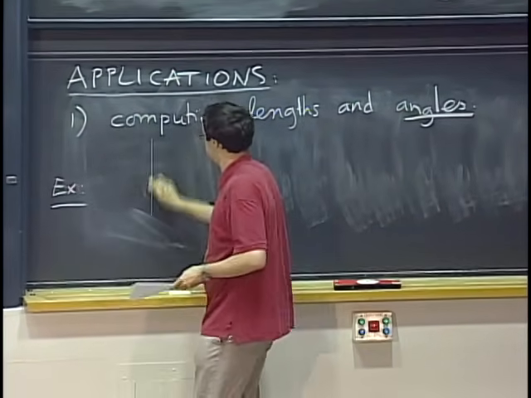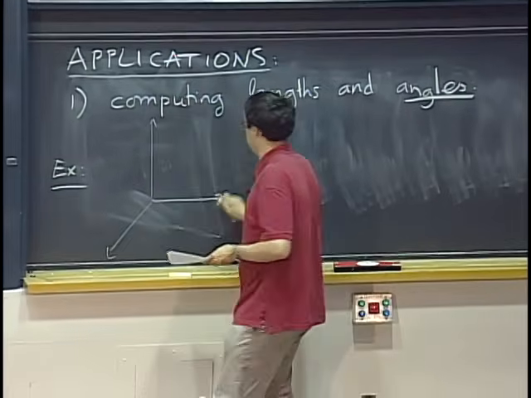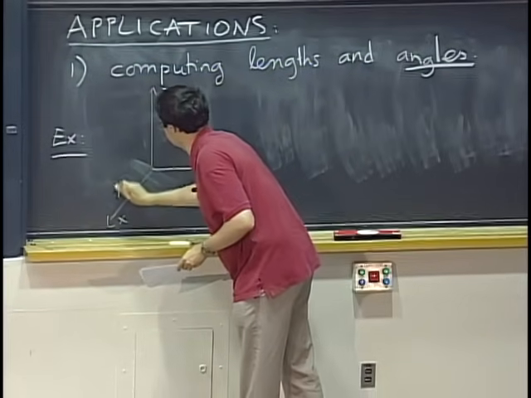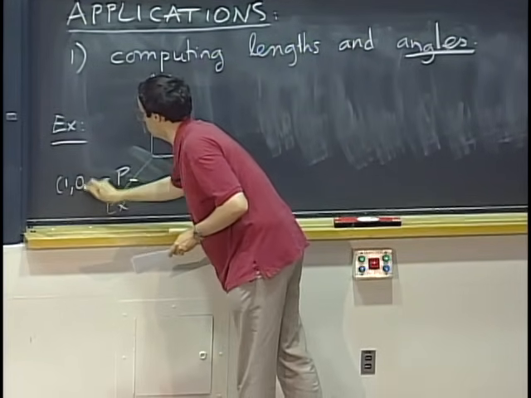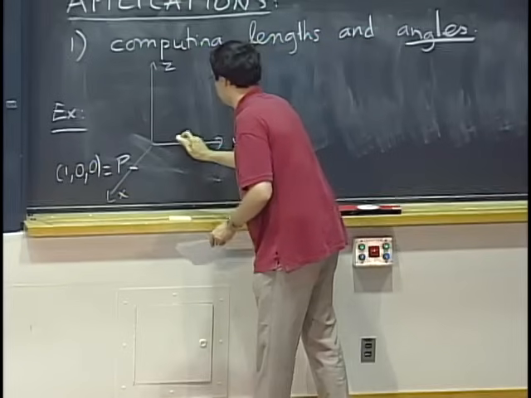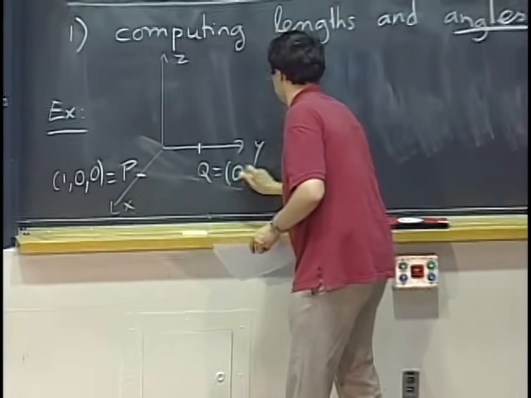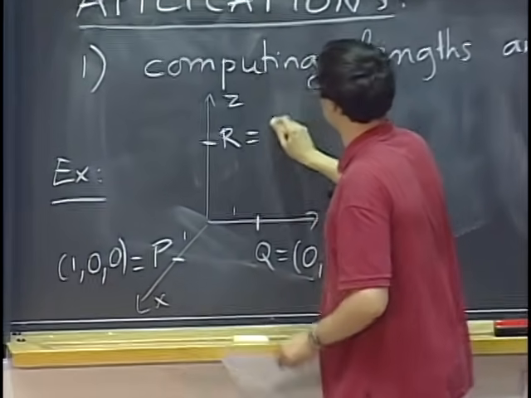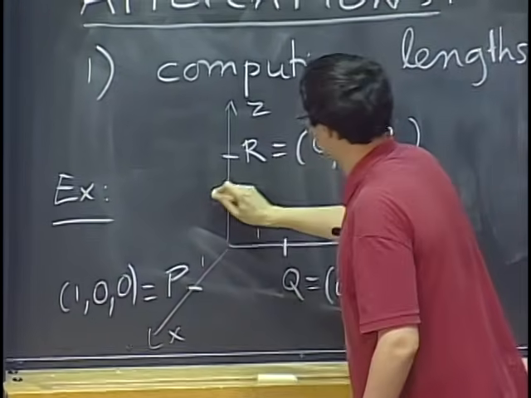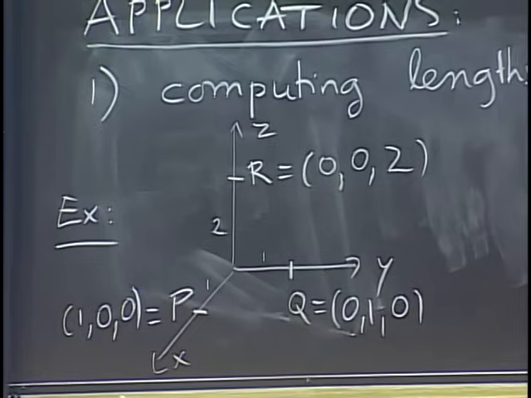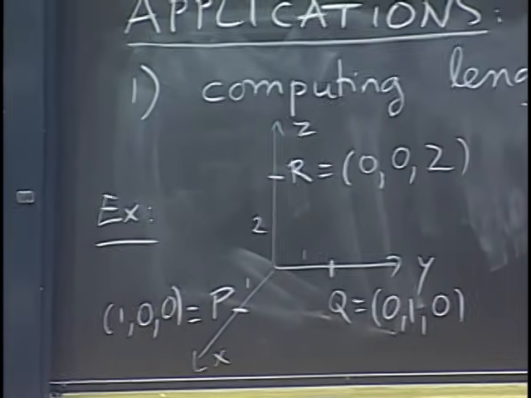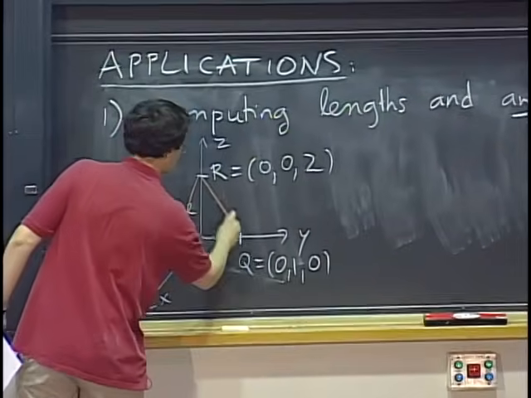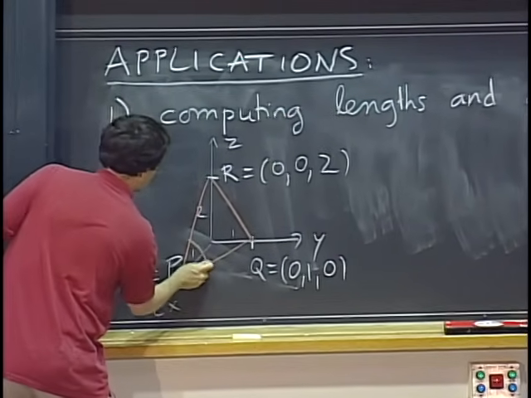Let's say that, for example, I have in space a point P, which is at 1, 0, 0. I have a point Q, which is at 0, 1, 0. So it's at distance 1 here, 1 here. And I have a third point R at 0, 0, 2. So it's at height 2. And let's say that I'm curious and I'm wondering what is the angle. So here I have a triangle in space connecting P, Q, and R. And I'm wondering what is this angle here.